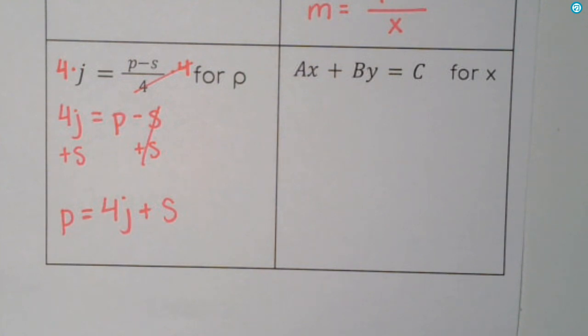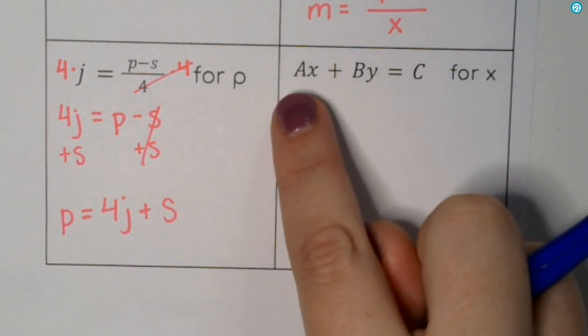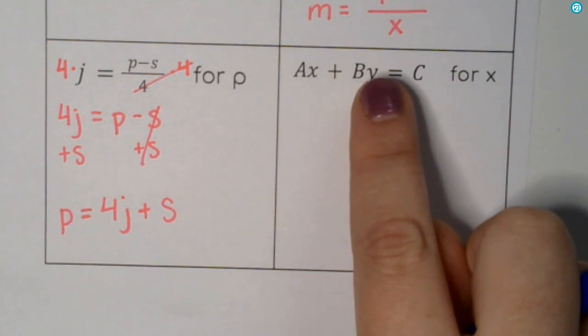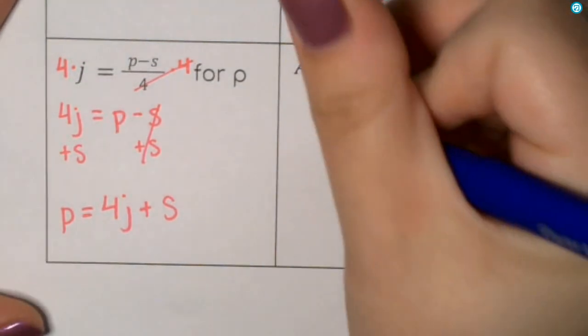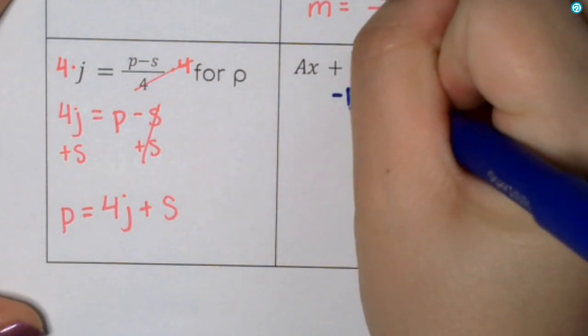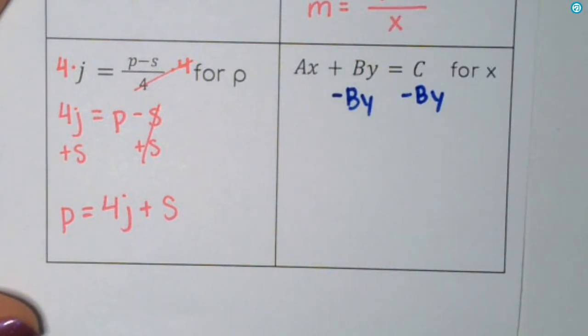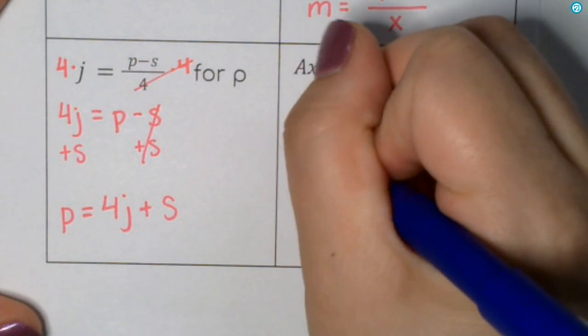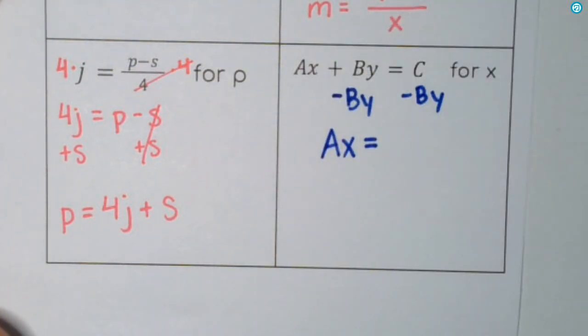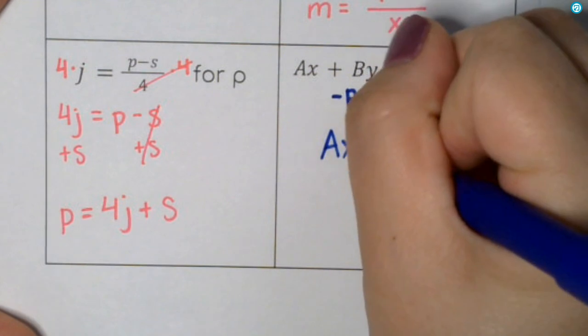Okay. Very last one we've got AX plus BY equals C. We want to get X by itself. So in this one, the X is already on the left, so we're going to move everything else to the right. We're just moving things away from the variable we're trying to solve for. So we need to get rid of that A, but then we also need to get rid of this plus BY. So we're going to subtract BY from the right side. We've got AX equals C minus BY.